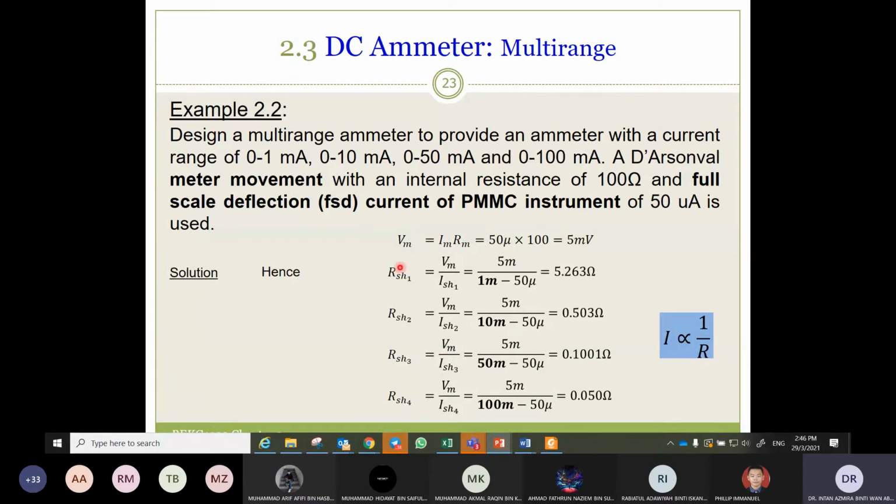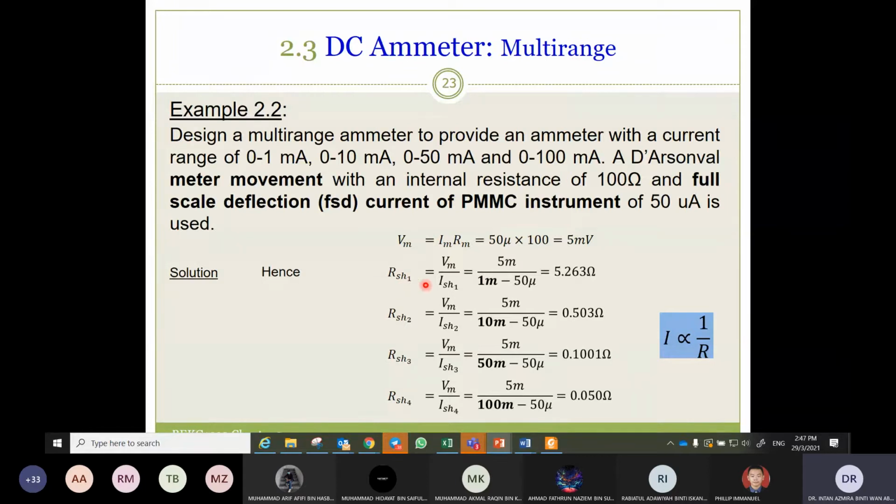Okay, that's all. We need to find the R shunt. The current for each range is given. Rm is given, Im is given. So we have to find the shunt resistance for each range. R shunt is equal to V shunt over I shunt. V shunt is equal to Vm, and Vm is equal to Im Rm. Im is given, Rm is given, so Vm is 5 millivolt.